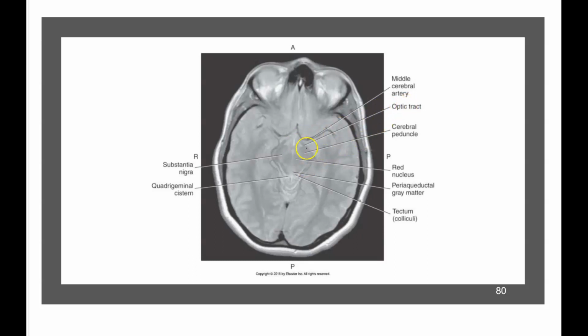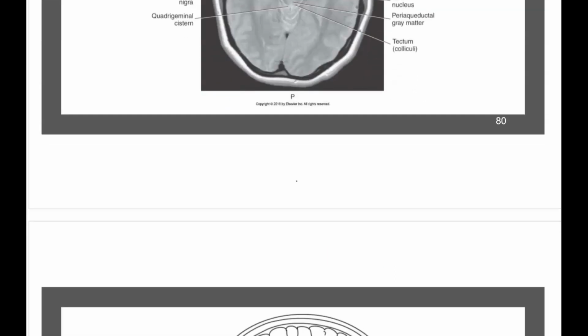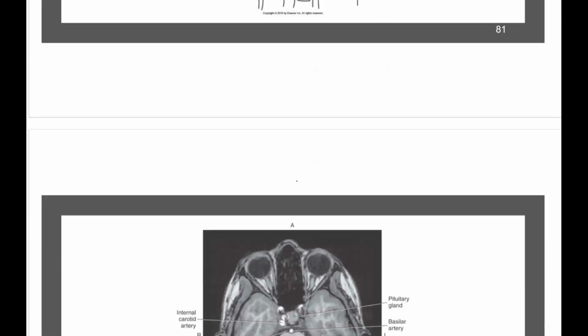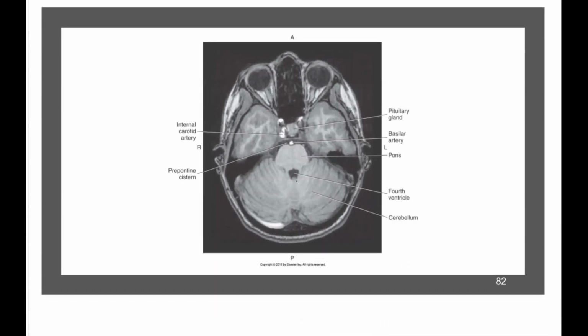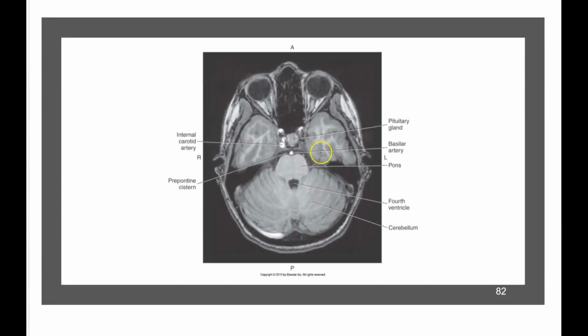You have your optic tract, so it's just a little bit different of a sequence. Here's your red nucleus. It shows it really well, so I like this image. And I want you to see your quadrigeminal cistern. It's in the back. And we're looking at another axial. This is a T1 with contrast. So if we take a look, here's your pituitary gland.